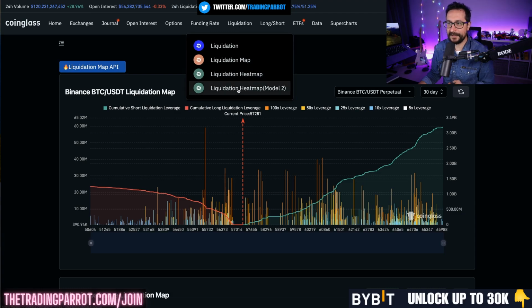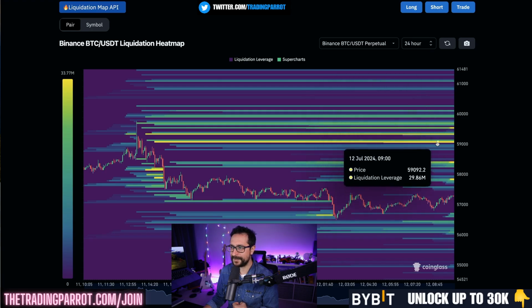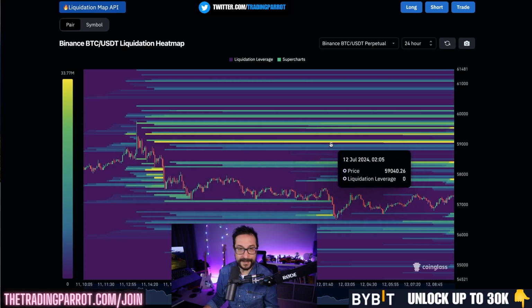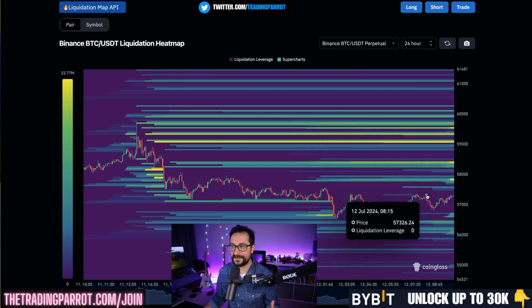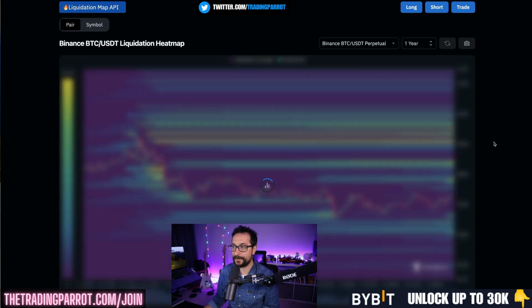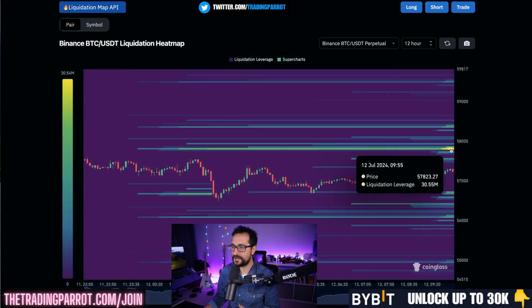Recently, they included a model 2. The heat map is going to show you those areas that are packed in such a way that you can see how these are being created and how they're being taken as well. This is the chart that you want to see when you want to understand whether that level is still there or is it gone. You can also increase this. In this case, you can go up to 1 year. And the lowest time frame is 12 hours, which currently is showing 57.8 on Bitcoin.